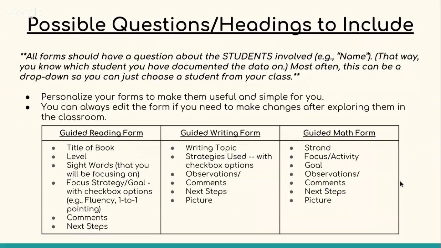I personally like having a little list checkbox of things that I'm working on with the student. So one student may be working on one-to-one finger pointing because I work with kindergarten students. Another one may be focusing on fluency. So it depends on where the student is at. And then I have a comment box where I type in my comments, my observations, same thing as if you were to handwrite your notes, and then a box for next steps. That's mine for guided reading. Guided writing may differ. Same for guided math.